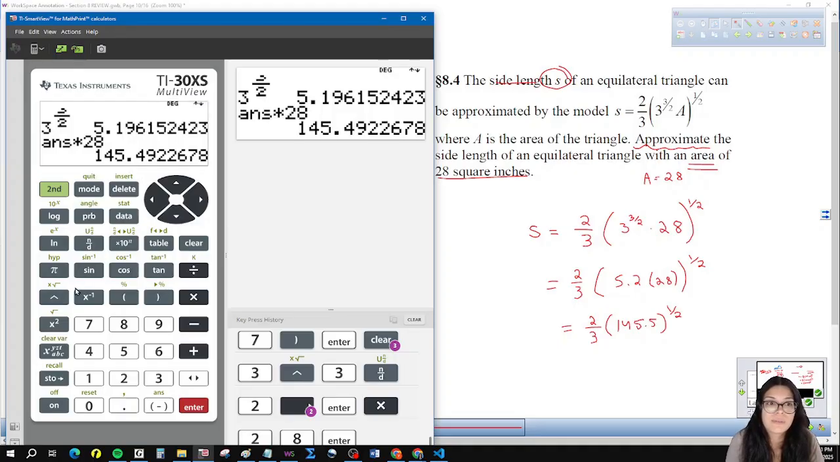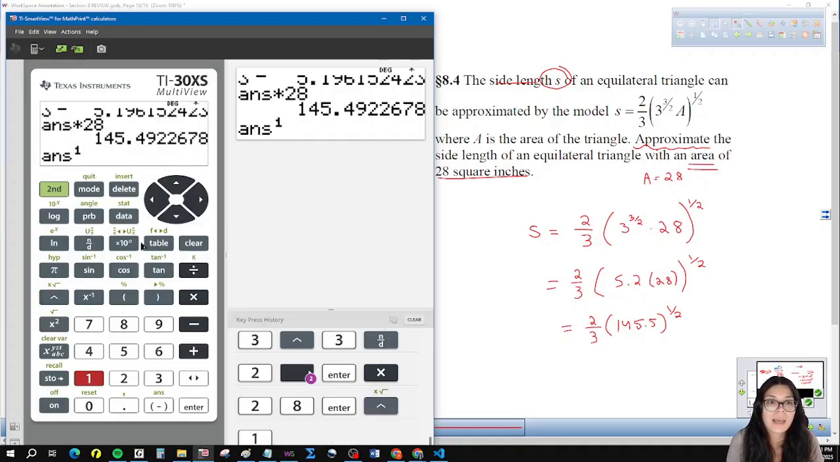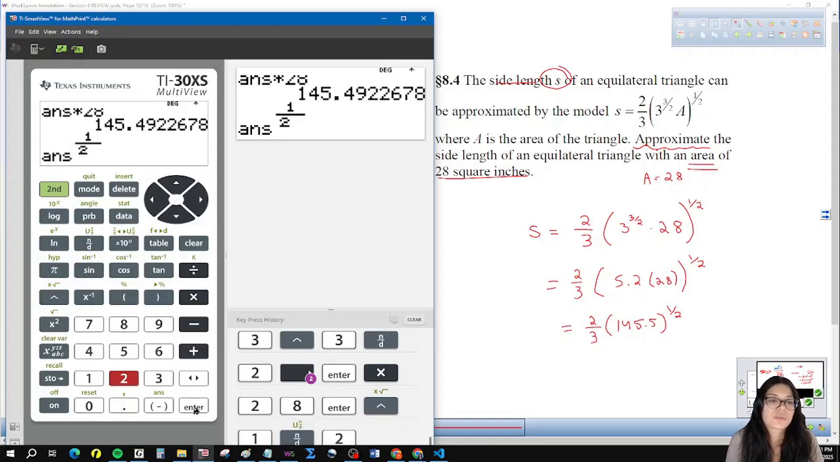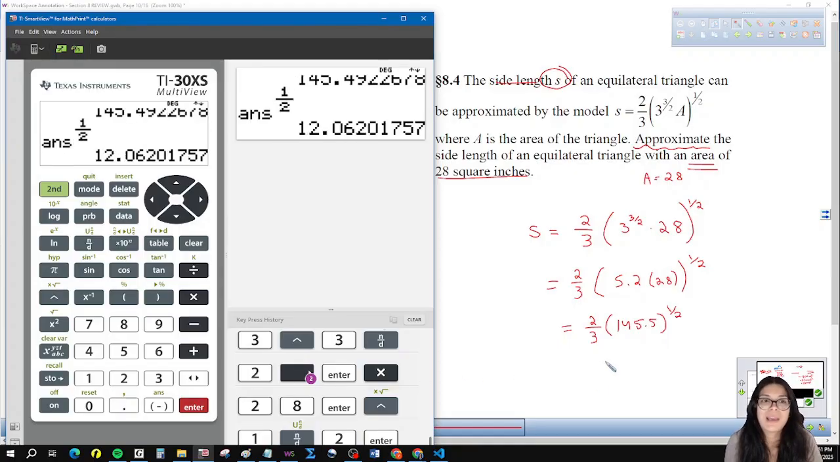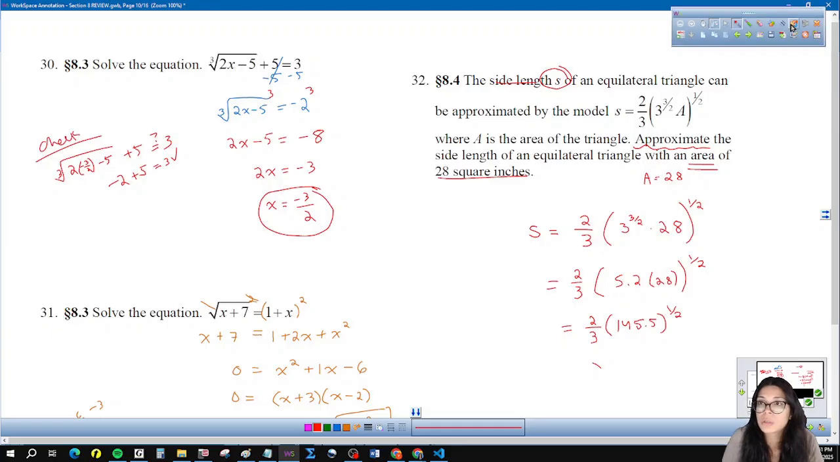So I'm going to take that 145.5 and I'm going to raise it to the power of 1/2, which is going to square root it. And we get roughly about 12.1. So now I do the 2/3 times the 12.1.